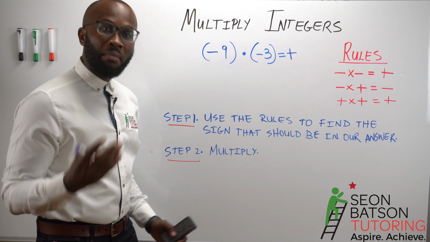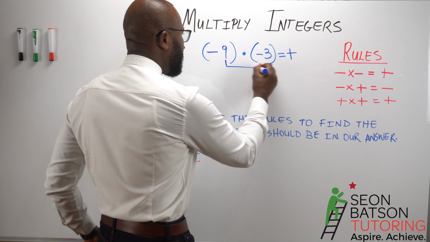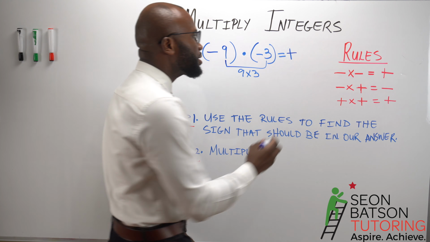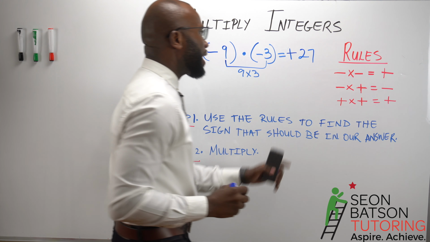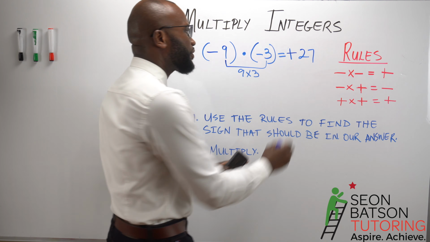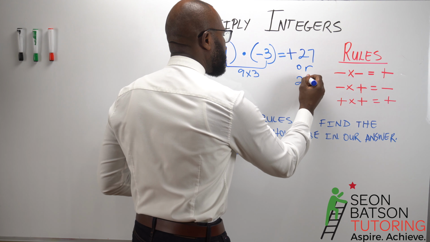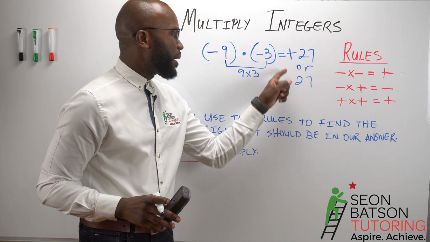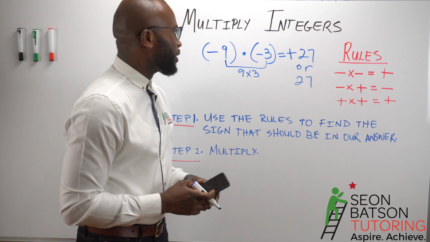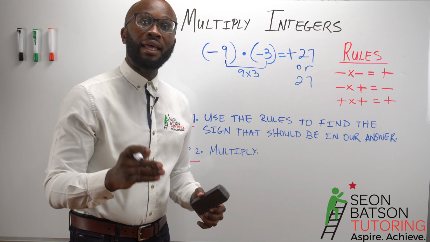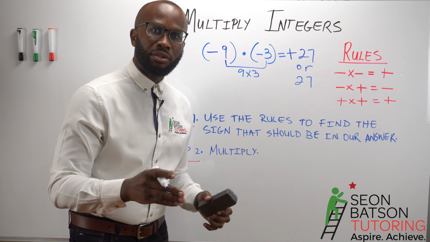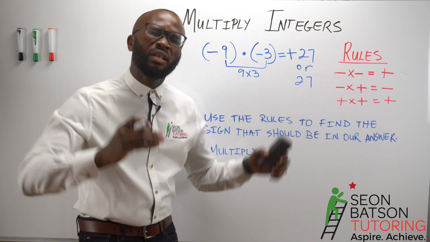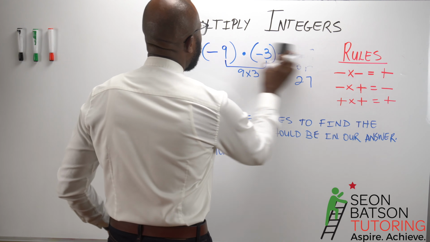Then step 2, we multiply. We multiply 9 by 3. And 9 times 3 is 27. So our answer is +27, or you can put just 27. When your answer is positive, you do not need to put back the positive sign in front of the integer, yes? You only need to put back that negative sign if your answer is negative. Yes? How are you feeling? Great. So far, so good? I love it.